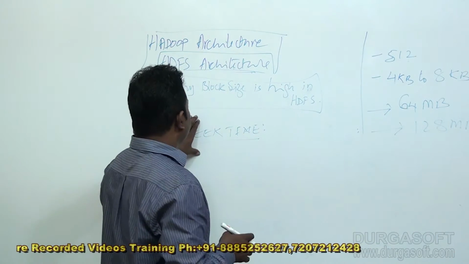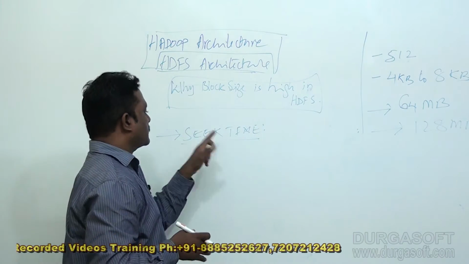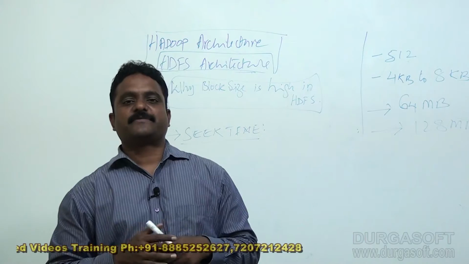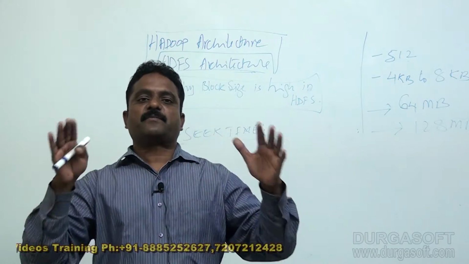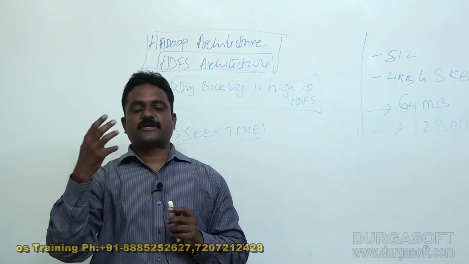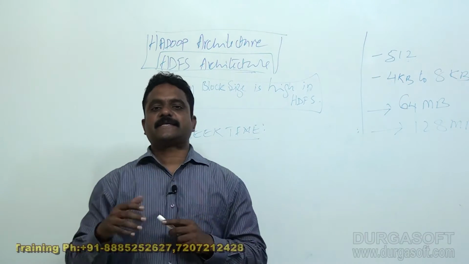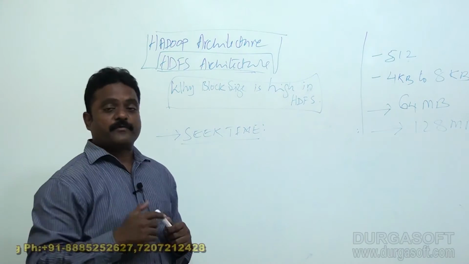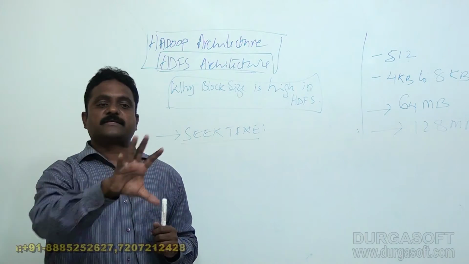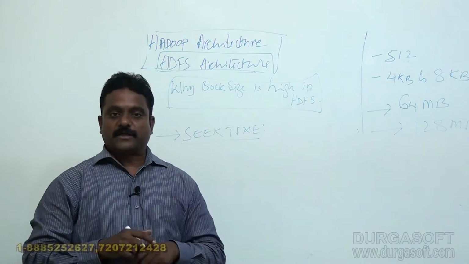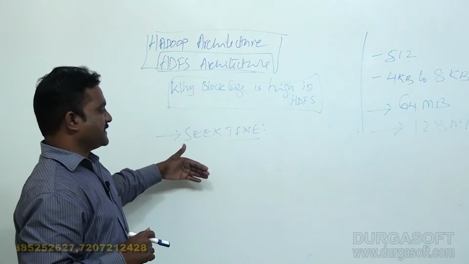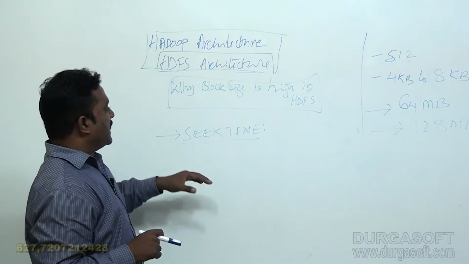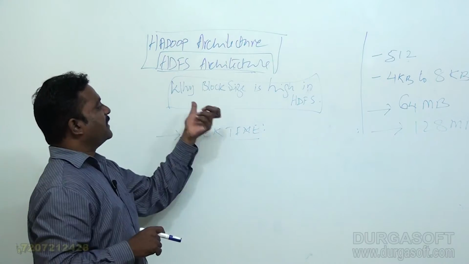Here, the relation between seek time and block size is: the more the block size you have, the less seek time you have. As we are saying, seek time is very expensive, so we don't tend to spend more time on searching for a particular file or data. Seek time always has to be less, then the rest of the things fall in place. So there is a relation between the seek time and the size of the block.